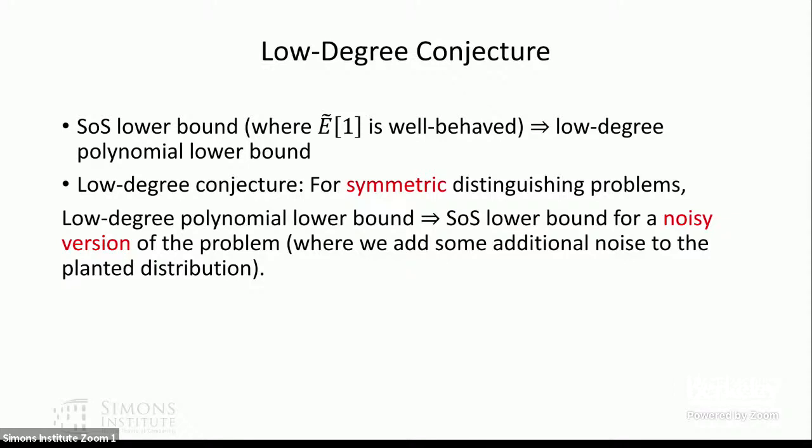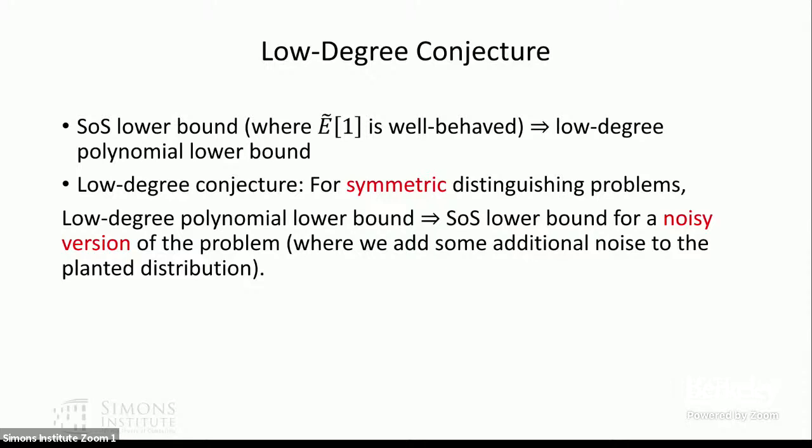So the low degree conjecture is for the other direction. It conjectures that for symmetric distinguishing problems, if we have a low degree polynomial lower bound, then we'll have a sum of squares lower bound for a noisy version of the problem where we add some additional noise to the planted distribution.